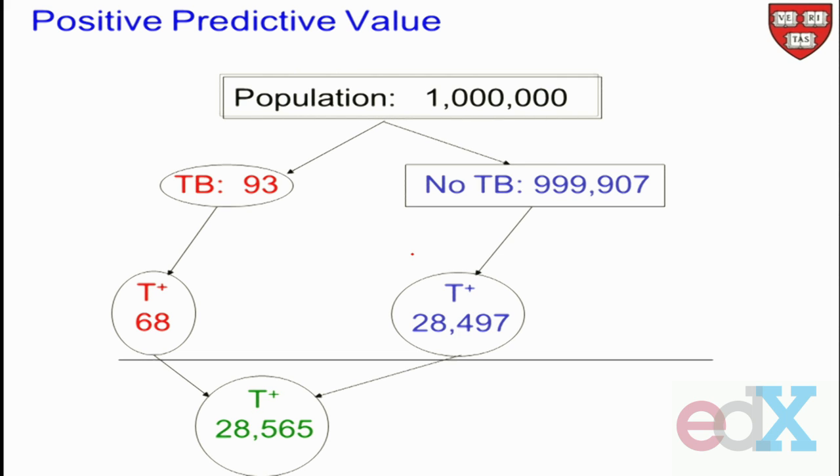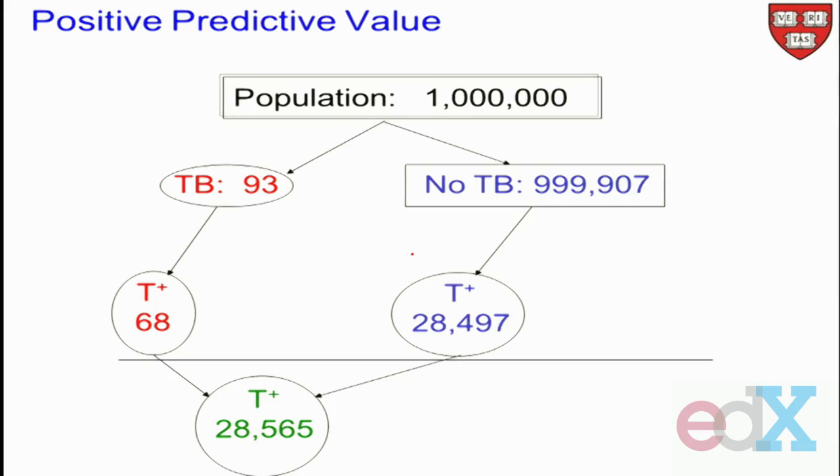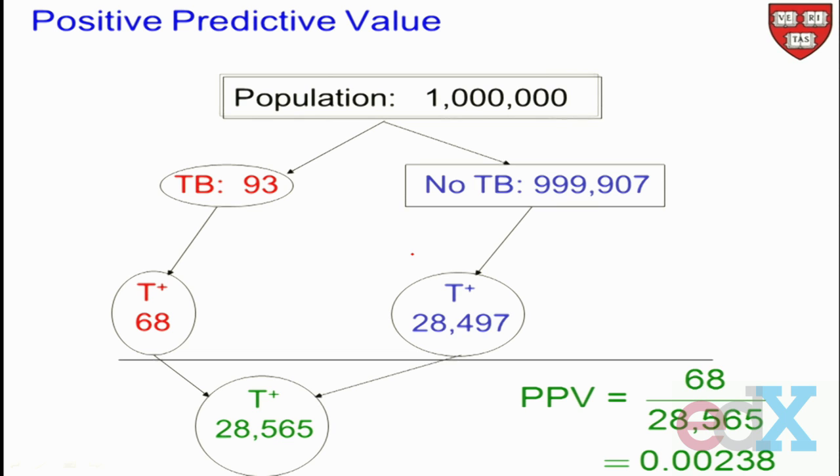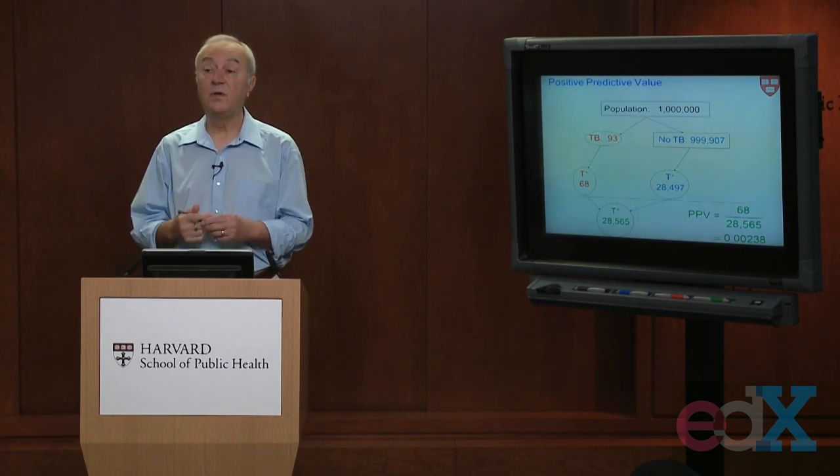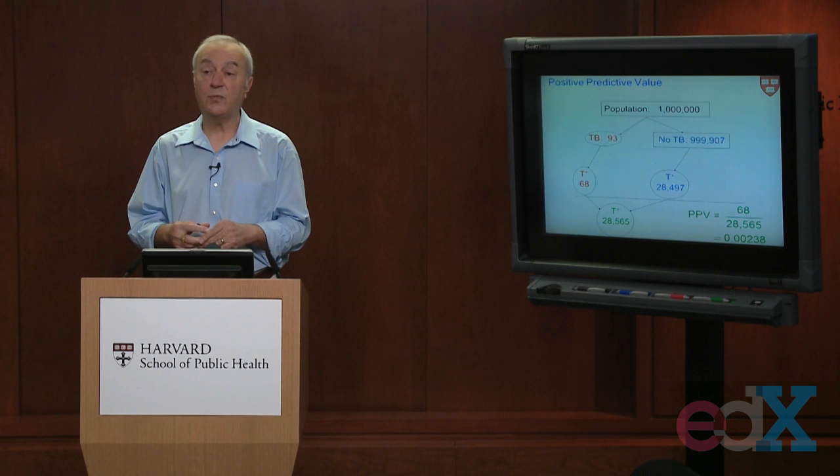And what we have here, remember that was called the positive predictive value, and what we have here is that 68 of the 28,565 are true positives. So the positive predictive value is 0.00238. So that's like 2 per 1,000, a little bit more than 2 per 1,000. So of every 1,000 who test positive, only about 2 are true positives. That's the problem with these imperfect tests.